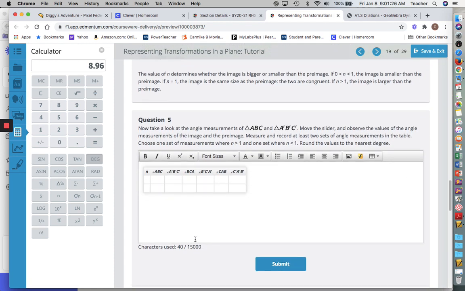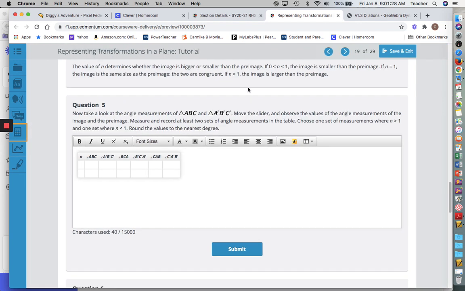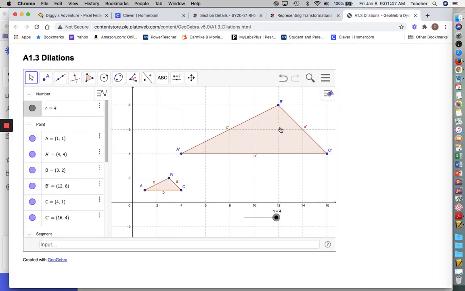All right, now take a look at the angle measurements. Okay, angle measurements. I'll tell you right now, angle measurements aren't going to change. They're going to stay the same. So now look at the angle measurements from the pre-image ABC to the new image ABC. Move the slider and observe the values of the angle measurements from the image and pre-image. Well, I'll tell you right now, angle measures aren't going to change. But let me show you guys, you visual people.